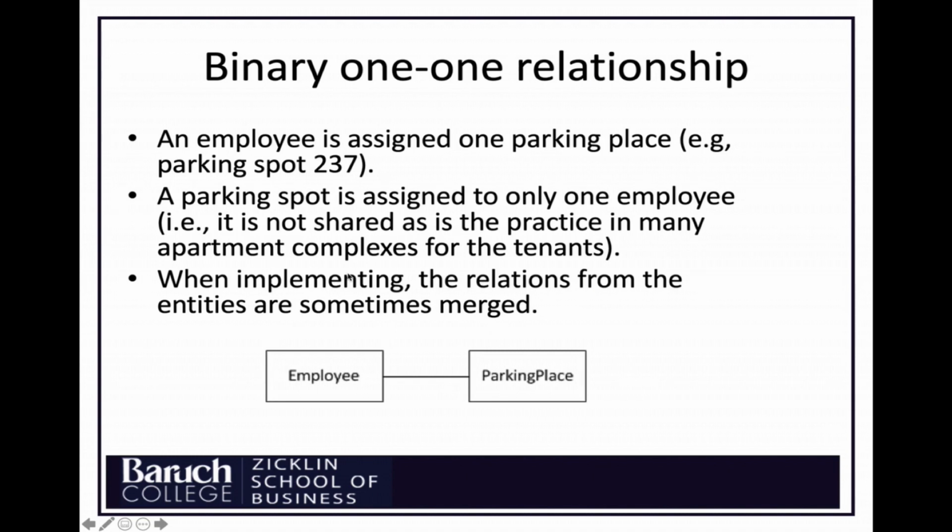We can have a one-to-one relationship, which is when one instance of an entity is related to one, minimum and maximum one instance of another entity. An example would be a parking space can be assigned only to one employee, or one employee can be assigned only to one parking space, or maybe zero parking. So it could be 0 and 1.